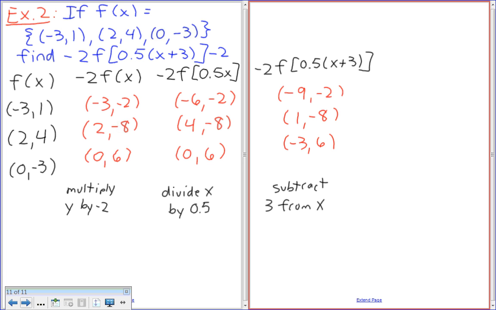Amy, last step. I'm going to write on the top: negative 2 f of 0.5 x plus 3 minus 2. What does that mean, please? Add negative 2 to y values, or subtract 2, whatever you want to call it. Can you do that for the class, please? Negative 9 and negative 4. Okay. 1 and negative 3.